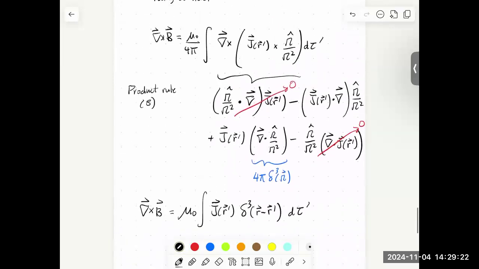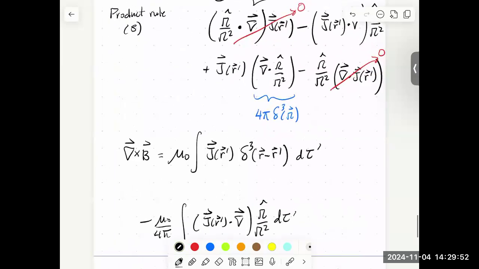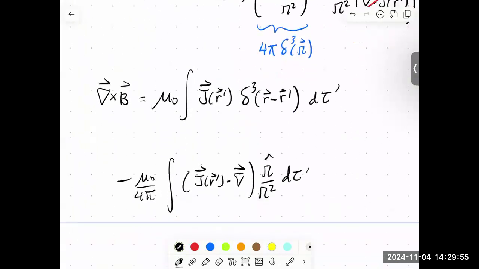I'm going to leave a bit of space, and then we'll write down the second integral that we'd have to do: minus mu naught over 4 pi, the integral, and then what is it? J dot del. Okay, so it's some complicated thing. J of r prime dotted with the del operator, and then it's r hat over script r squared d tau prime. Okay, good. So this is what we're left with for the curl. What is the first integral going to evaluate to?